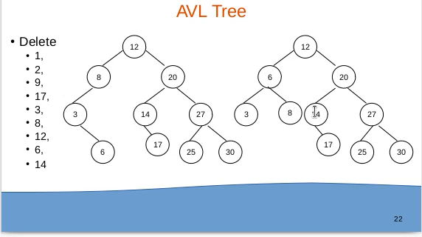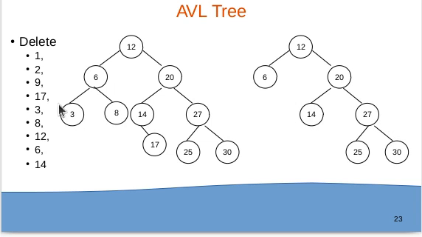And then the balancing factor of 14 will be 0, 20 will be 1 minus 2, that is okay, and the balancing factor of 12 is 2 minus 3, that is minus 1, that is okay. Now when we want to delete 3, after deleting 3, the balancing factor of 6 will be 0 minus 1, that is minus 1, and 12 will be 2 minus 3, that is minus 1, which is okay.